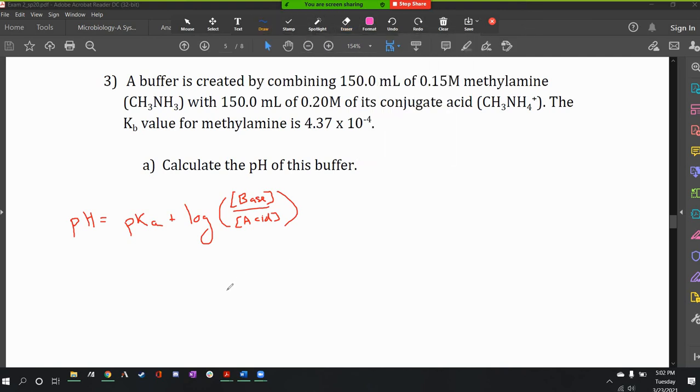So I'm going to show you real quick, kind of what we saw earlier. If you were titrating acetic acid with a strong base, so weak acid with strong base.